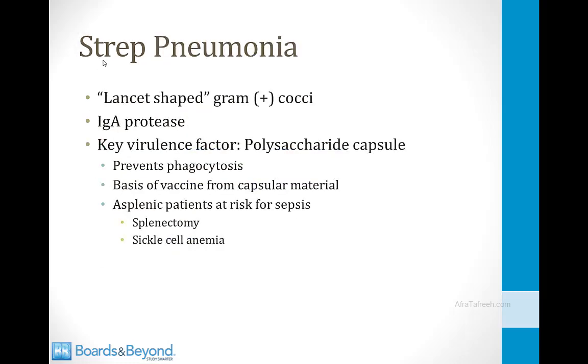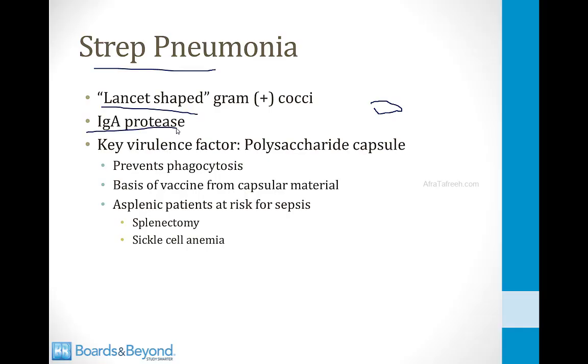Next strep bacteria is strep pneumoniae, and this is classically described as a lancet-shaped gram-positive cocci. You may know that a lancet is a blade, so this is going to be a cocci that's a little bit elongated with a little bit of a pointy edge to it. Some of its virulence factors include IgA protease. It's one of the bacteria that makes an IgA protease.